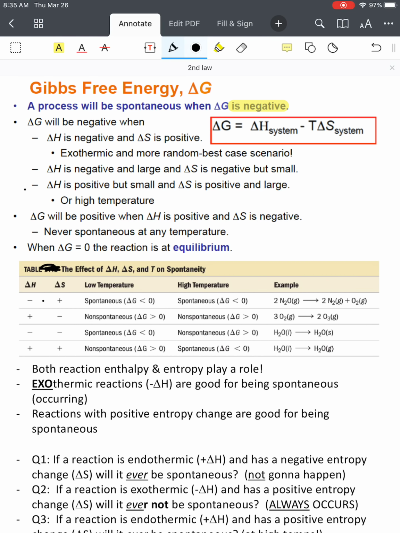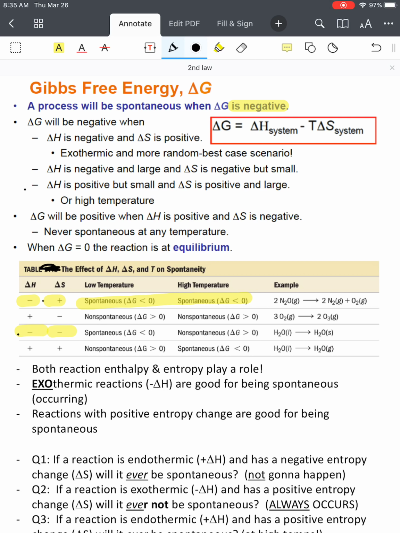So let's say that we have an exothermic reaction that has a positive delta S. Entropy increases, it's exothermic. This is spontaneous in all cases. It's never non-spontaneous. This is our best case scenario, isn't it? On the other hand, what if you have an exothermic reaction, but entropy decreases? Which of these is good for spontaneity? Think about that for a second.